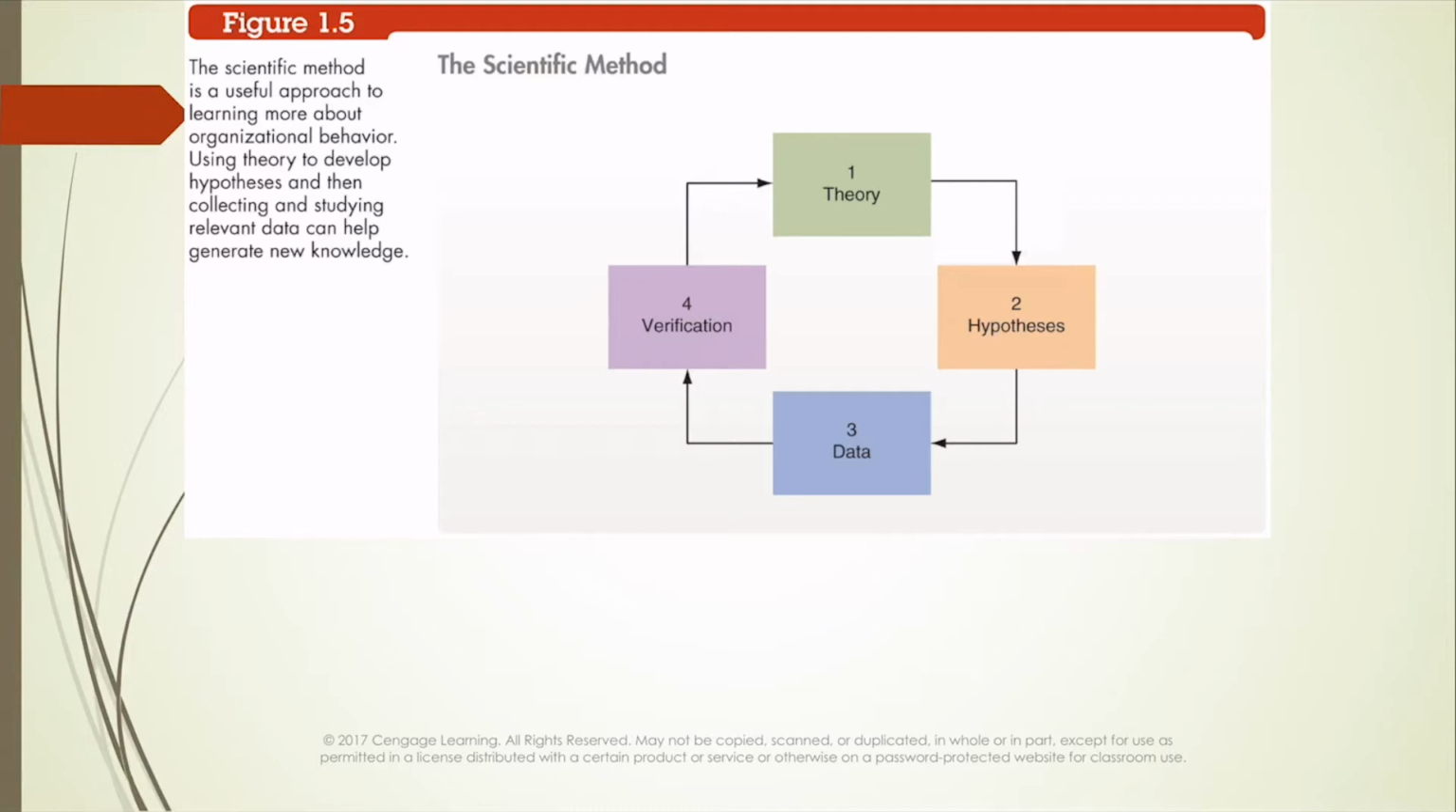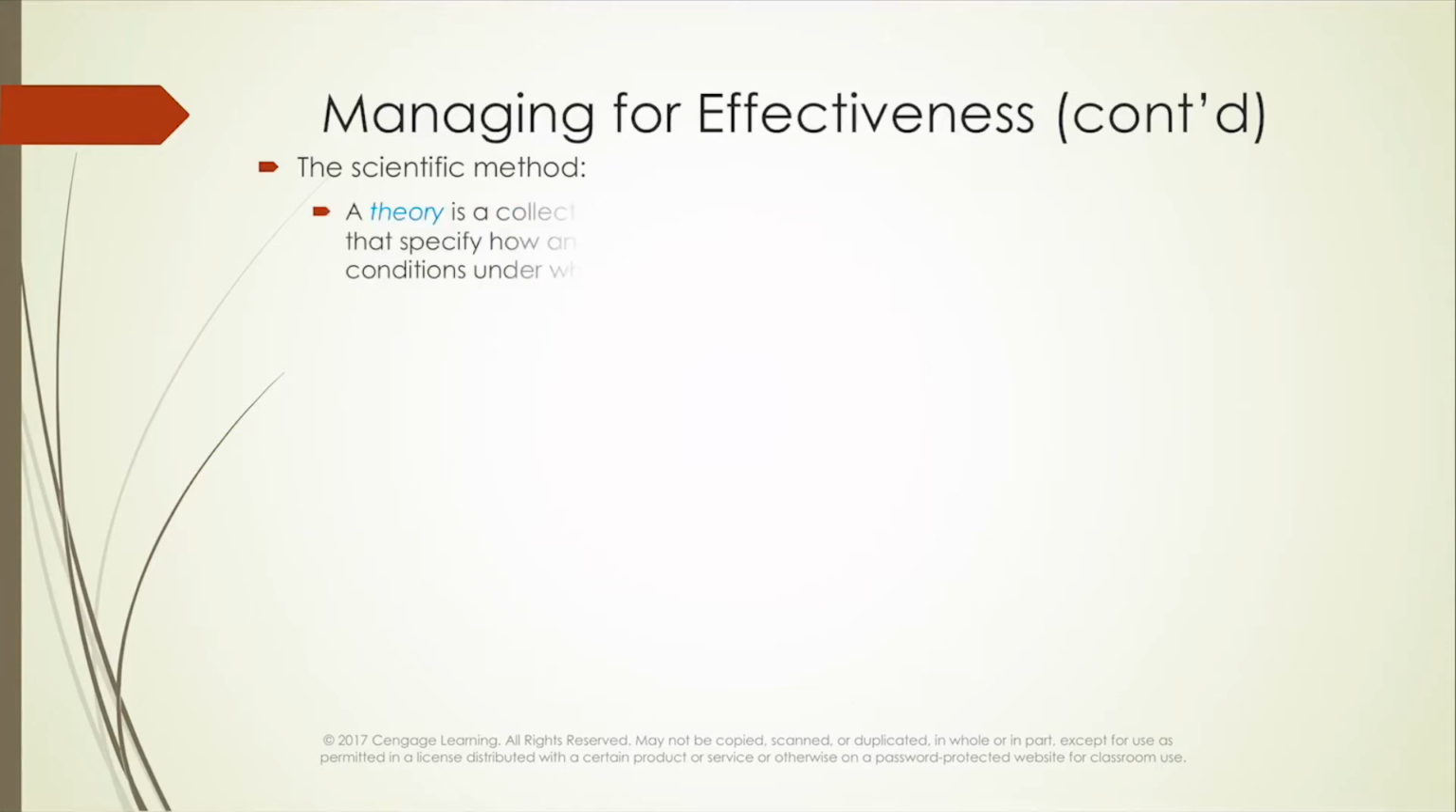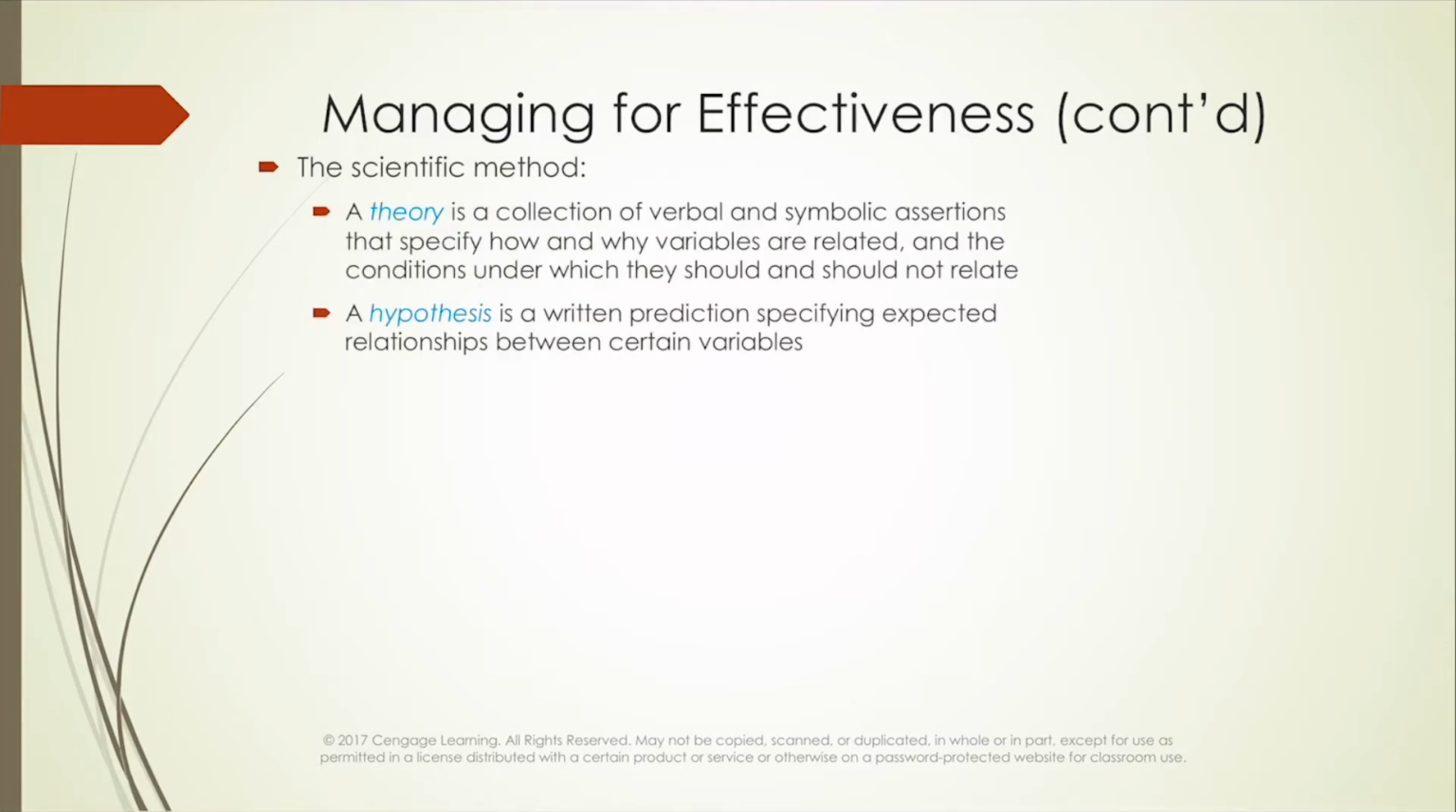And then we have data. Data is collecting all the information that we need to be able to conduct the study. And then from our data, we have verification, and that's forming a conclusion based on the data, not our suppositions and not what we think. It's based on the data. Now, the next slide talks about these 4 elements and gives you the definitions for them. So I'll let you guys take a look at all of that.